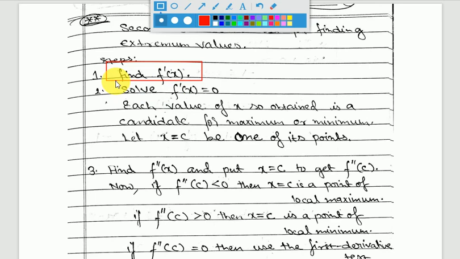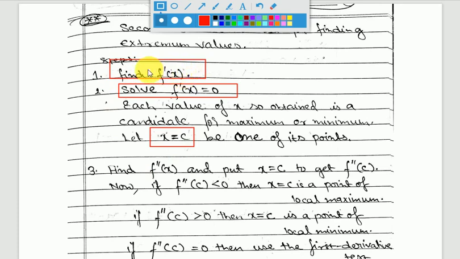Clear? Thereafter, whatever expression comes as that derivative, you have to put that equal to 0, and you have to solve that. After solving, you'll get some values of x. Let's say I get x equal to c. Done.